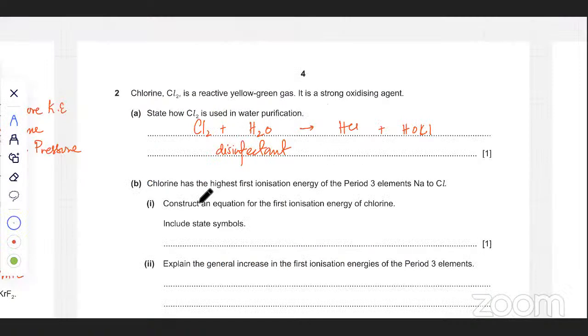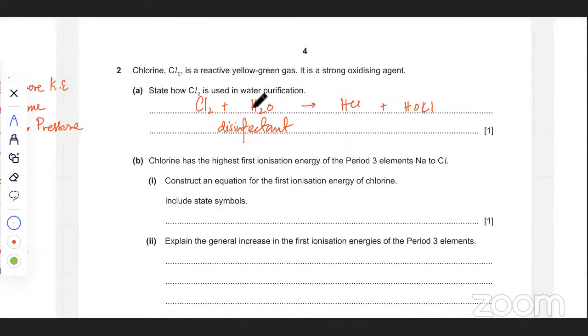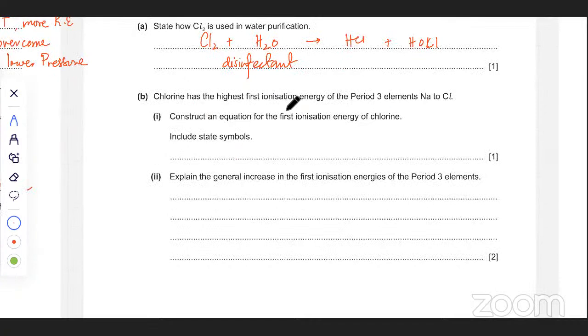Now, the next part: chlorine has the highest first ionization energy of period 3 elements, Na to Cl. Construct an equation for the ionization energy of chlorine. So you have a chlorine. Remember the state. It's going to be a gaseous atom. One mole of chlorine gaseous atoms are going to lose electrons, and they would form Cl+ gaseous ions, and one electron would be lost.